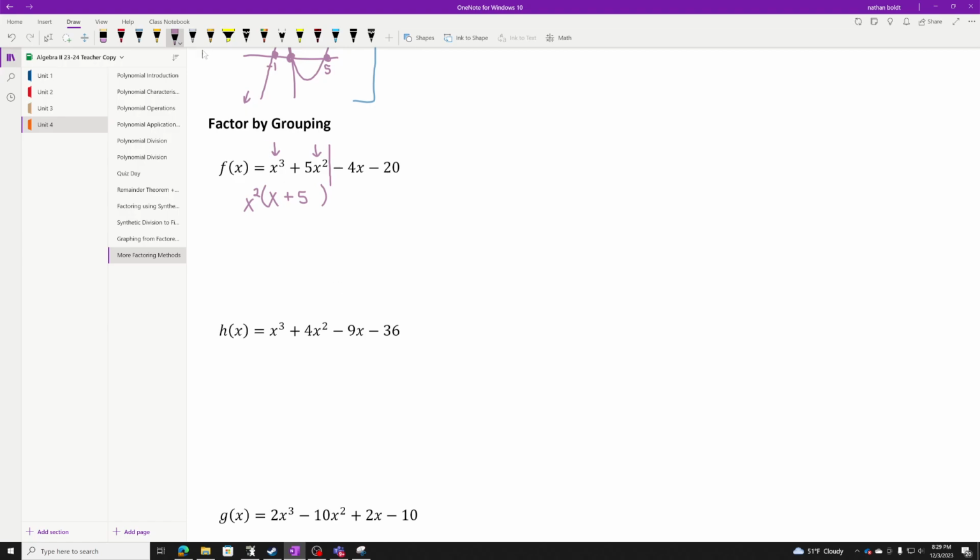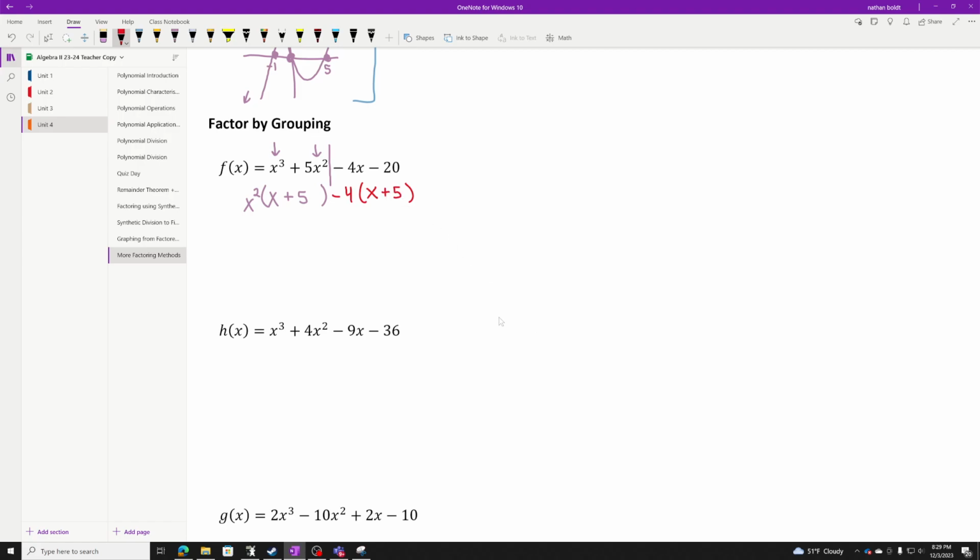Now do the same thing on the right side. So what do these two have in common? Well, I can take a 4 out of both of them, and I see they're both negative, so I'm going to take out a negative 4 from both of these. So that will be a positive x left over right here. Negative 4 divided by 4 is positive 1. Negative 20 divided by negative 4 is positive 5.